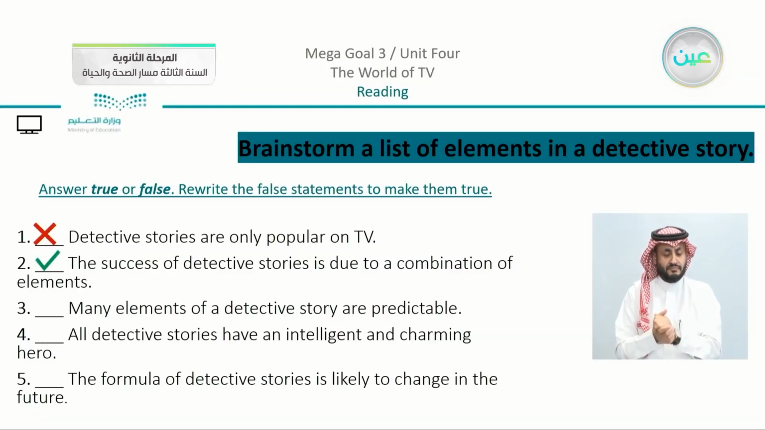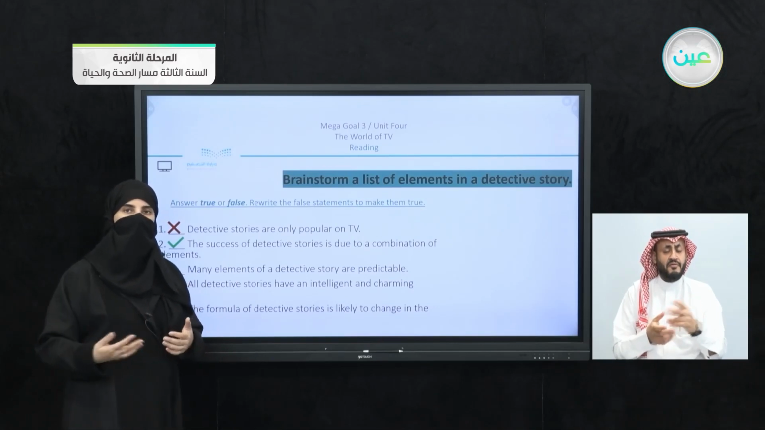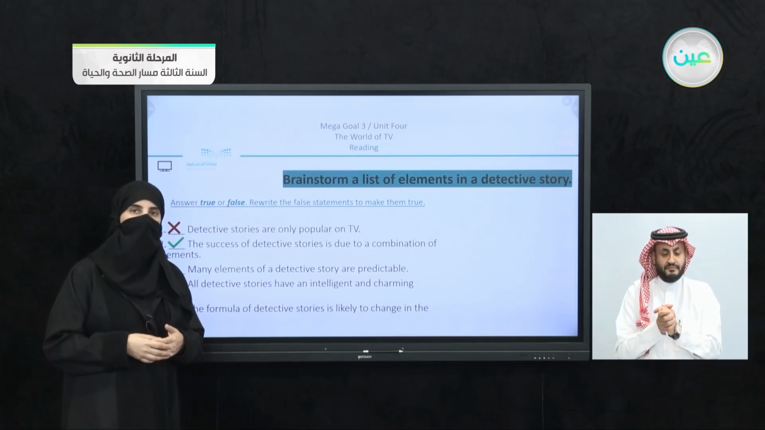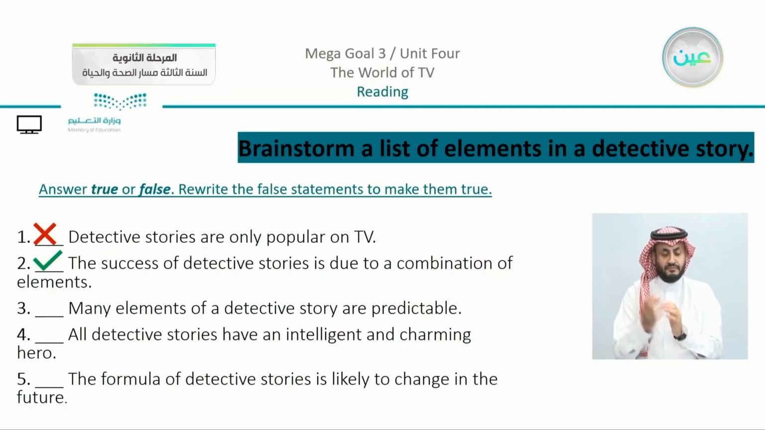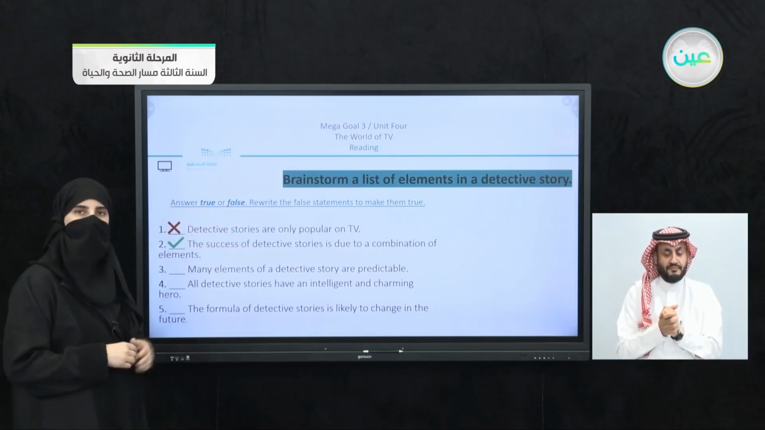Of course, there are different places where we can find them. We can find them, for example, online. We can see that there are books. So there are different places that we can find these stories. Now the second statement, we can see that it is true because the success of detective stories is due to a combination of elements, which I just explained and revised with you.